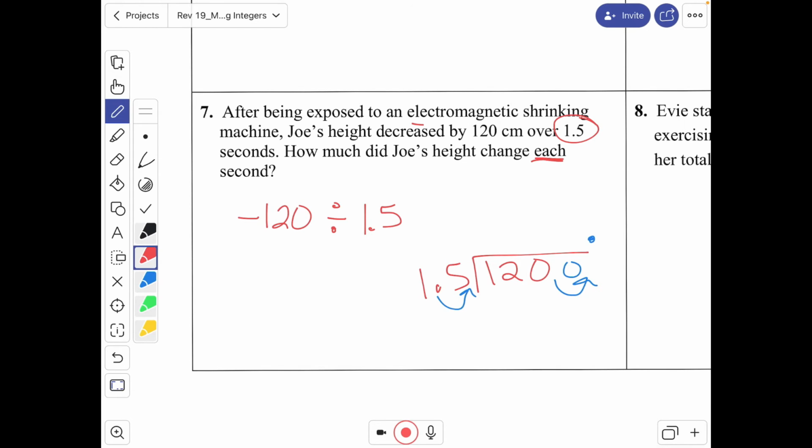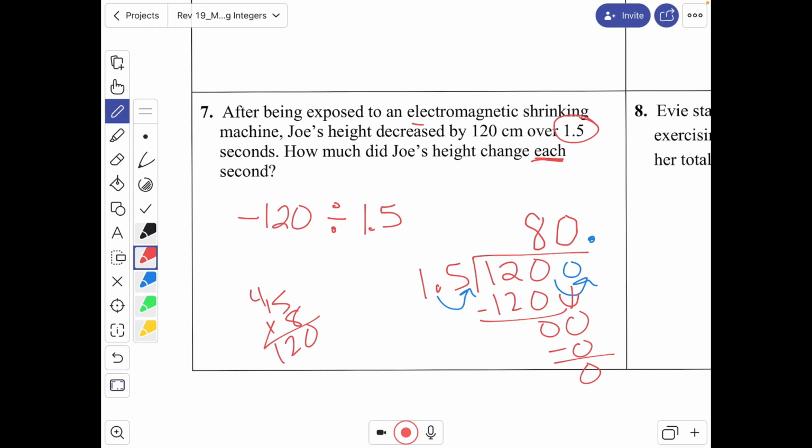15 doesn't go into 1. It doesn't go into 12. So how many times does 15 go into 120? 8 times. And 15 times 8 is 120. Okay, but we can't just say 8. We have to go to the next 0. How many times is 15 going into 0? 0, with nothing left over. So the answer is 80. But we had different signs, so it's negative 80.